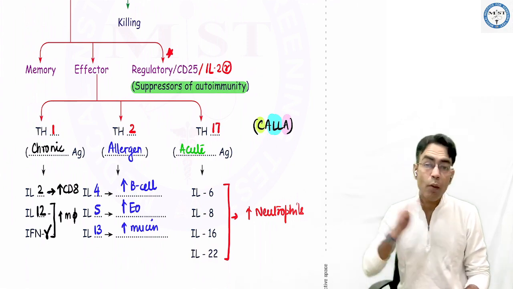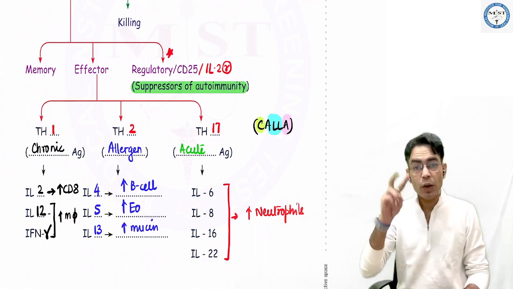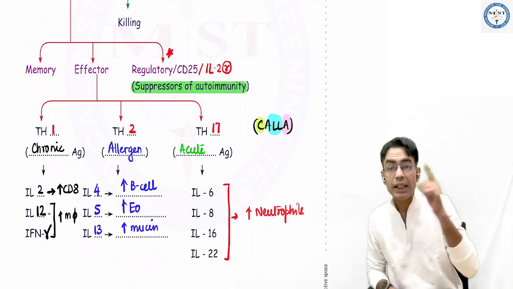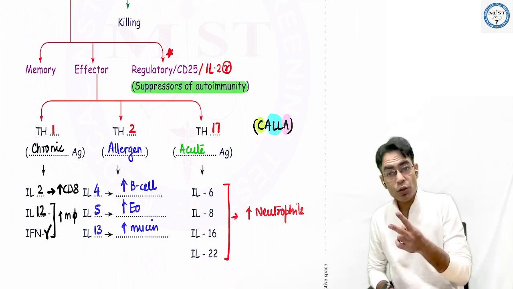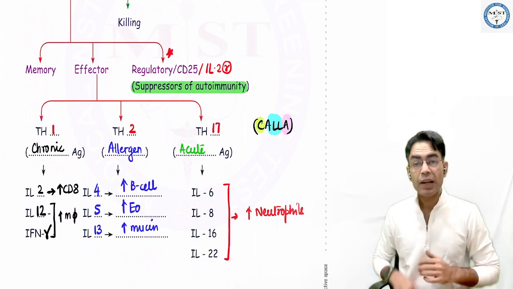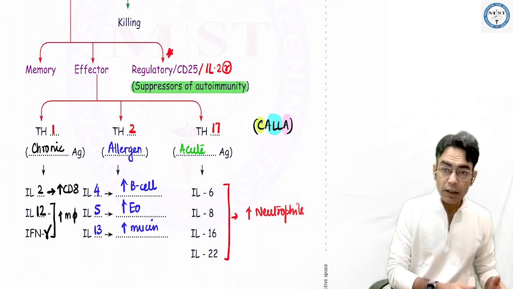Effector T cell. And how many types is it? Three types. TH1, TH2, TH17. कैसे याद किया था अपन ने बेटा? काला. TH1 is against chronic, TH2 is against allergen, and the third one, TH17, is against acute antigens.